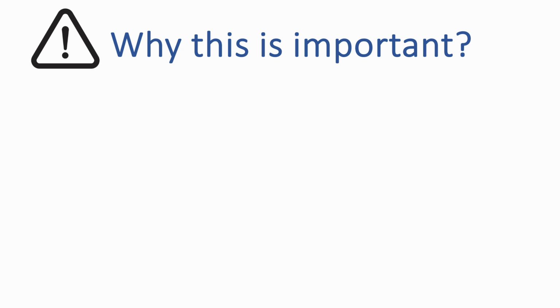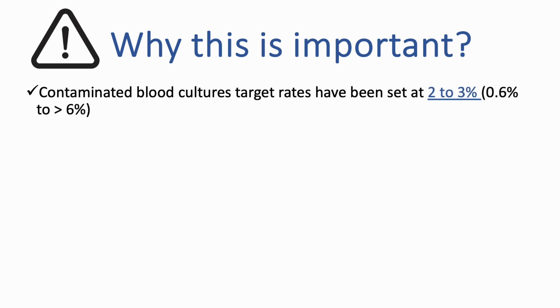So why do we think that this topic is important? Contaminated blood cultures target rates generally has been said to be about 2% to 3%. So most of the institutions or hospitals should have a contaminant rate of blood cultures, typically not exceeding 3%, but there is a wide range of reported rates ranging from 0.6 to up to 6%. But generally, it should be around 2 to 3%.